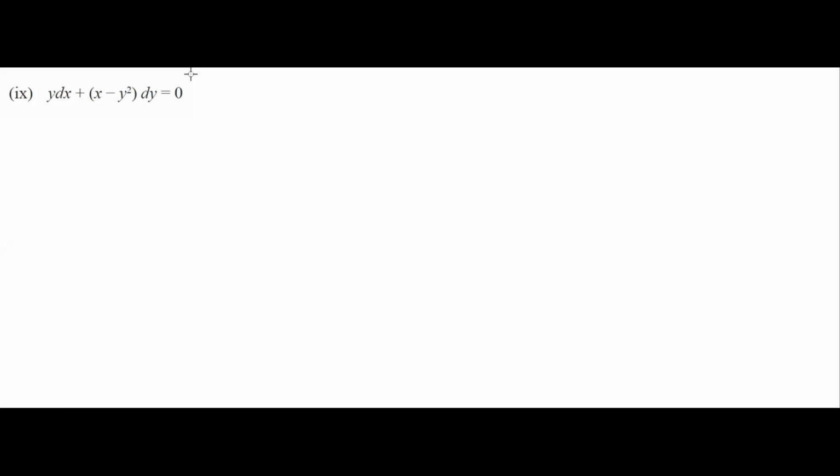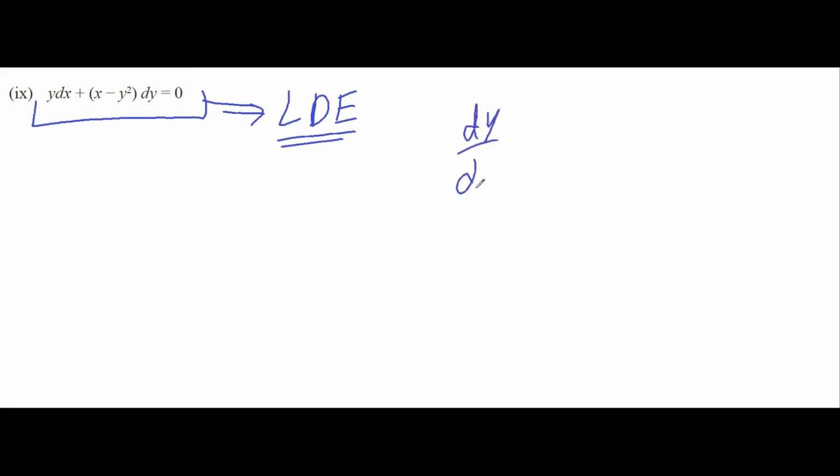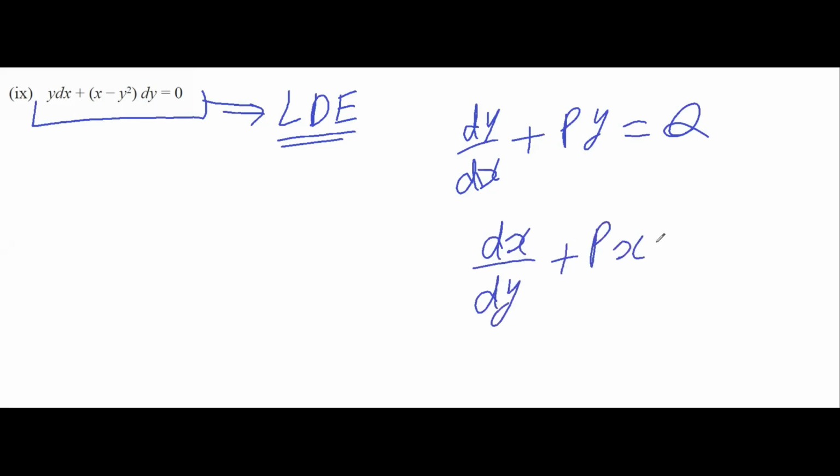Now I am going to explain to you a trick to find how you have to arrange this. Okay, it is a linear differential equation, no doubt. But in which format do you want to arrange this? Do you want to arrange this in dy by dx plus py is equal to q format, or do you want to arrange this as dx by dy plus px is equal to q format?